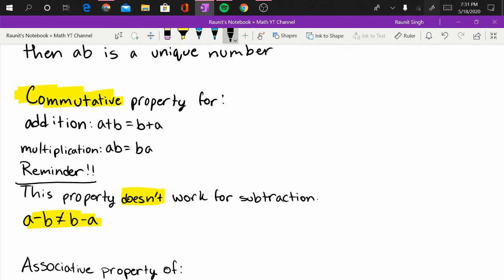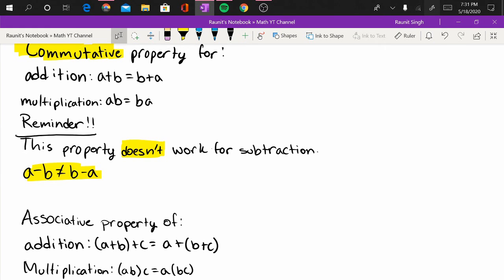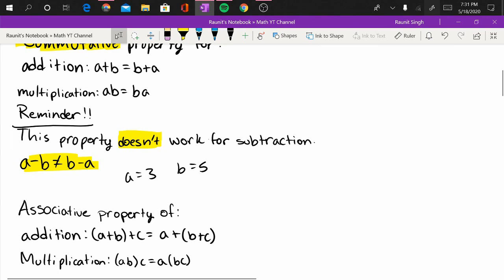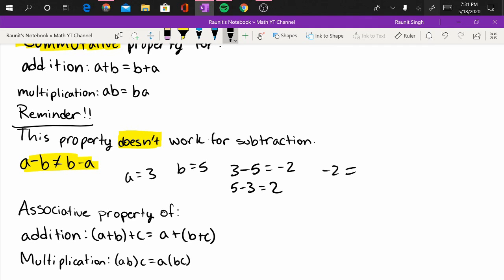I can give you a quick example for that. So let's say a equals 3 and b equals 5. So then you have 3 minus 5, which is equal to negative 2, and then 5 minus 3, which is equal to positive 2. So negative 2 is not equal to positive 2. Therefore, the commutative property just doesn't work for subtraction.